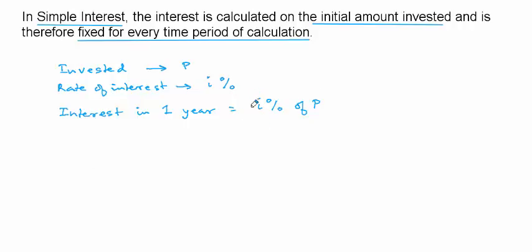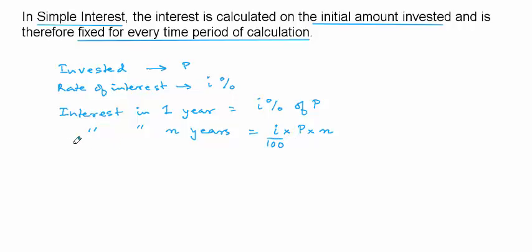If I is expressed as a percentage, we need to divide that by 100 to express that as a decimal and multiply that with P. Now that is the interest earned in 1 year. Therefore, the interest earned in n number of years is going to be all of this multiplied by n. So it's going to be I times P times n, provided I is a decimal. If it's a percentage, we need to divide that by 100 to change it to a decimal.